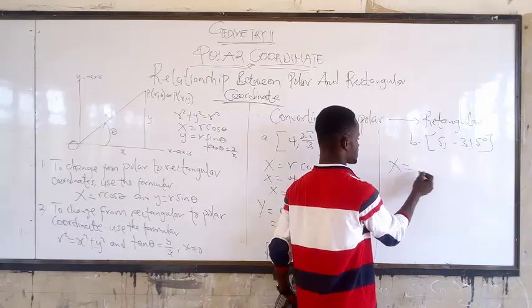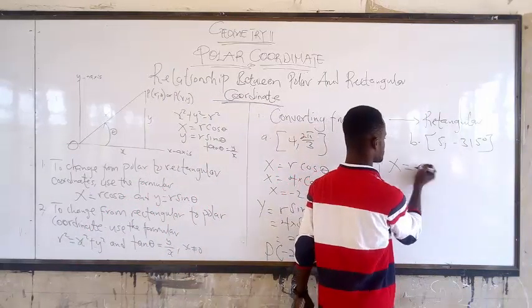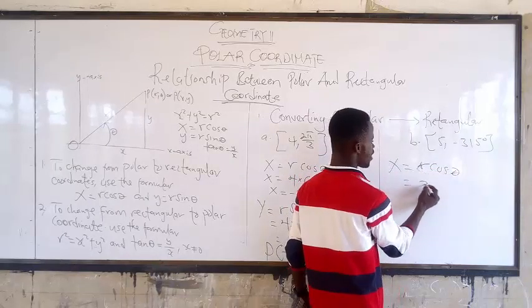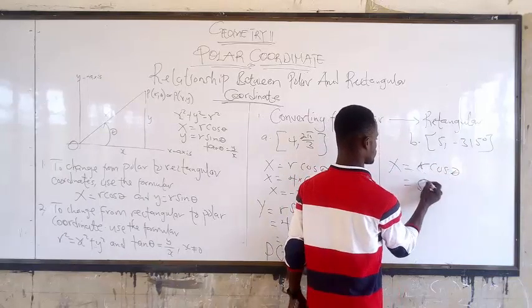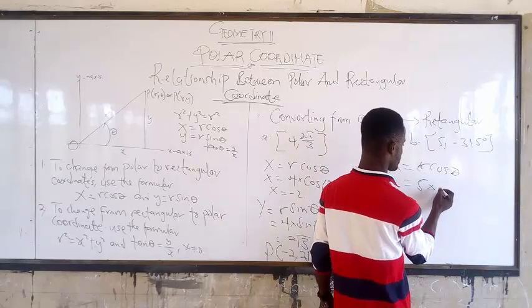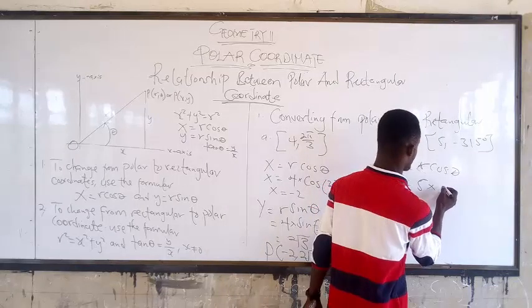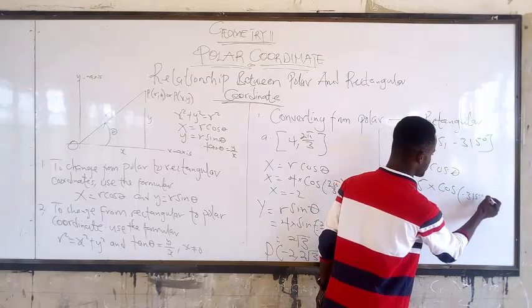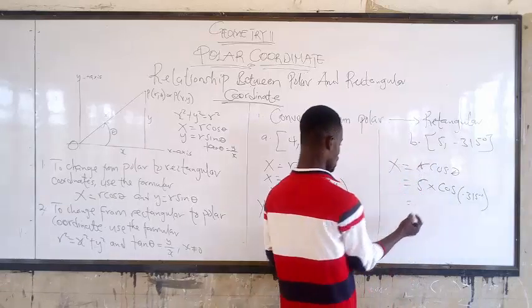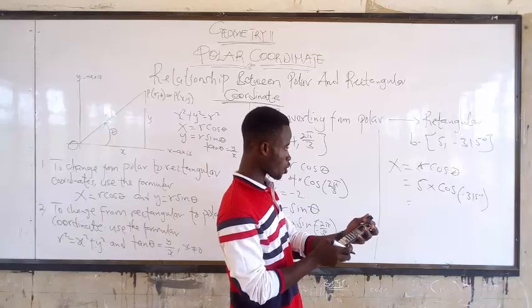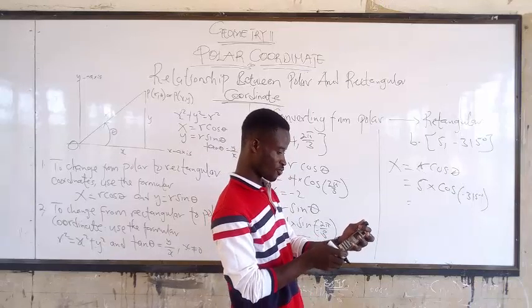Alright. So now that it is in D, it means you are in degree. So to get the x, it's going to be r cos theta. And r is 5 times cos negative 315 degrees. Alright, so put your calculator and see what you get. 5 times cos of negative 315.